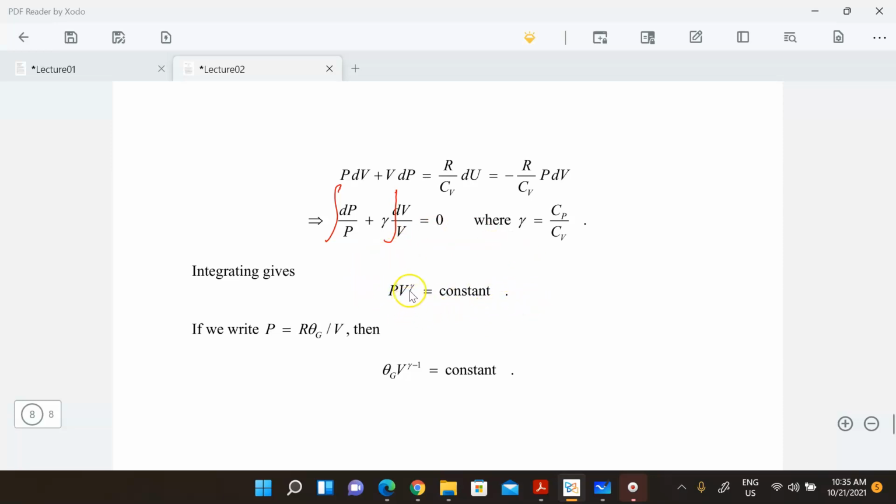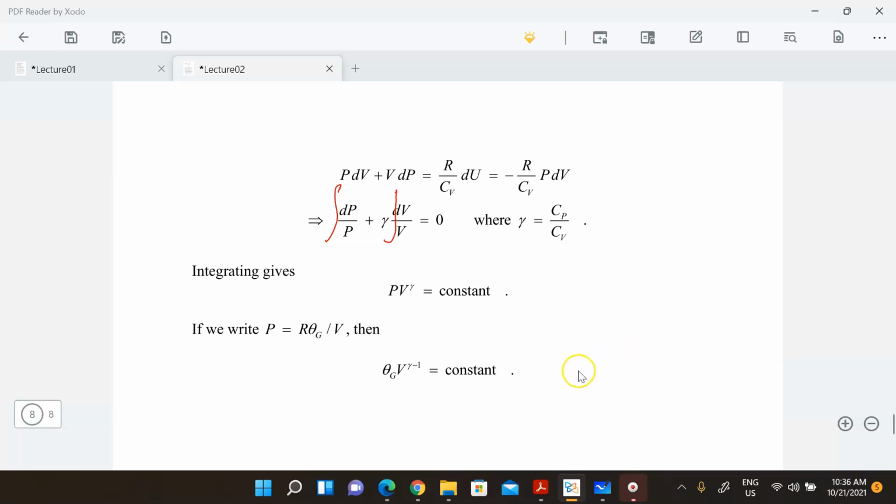Which is slightly different from the case of your ideal gas. And if you use this equation of state, you can also rewrite it in terms of θ and V. So these are some useful equations that you'll be able to use when you do calculations for all these processes in thermodynamics.